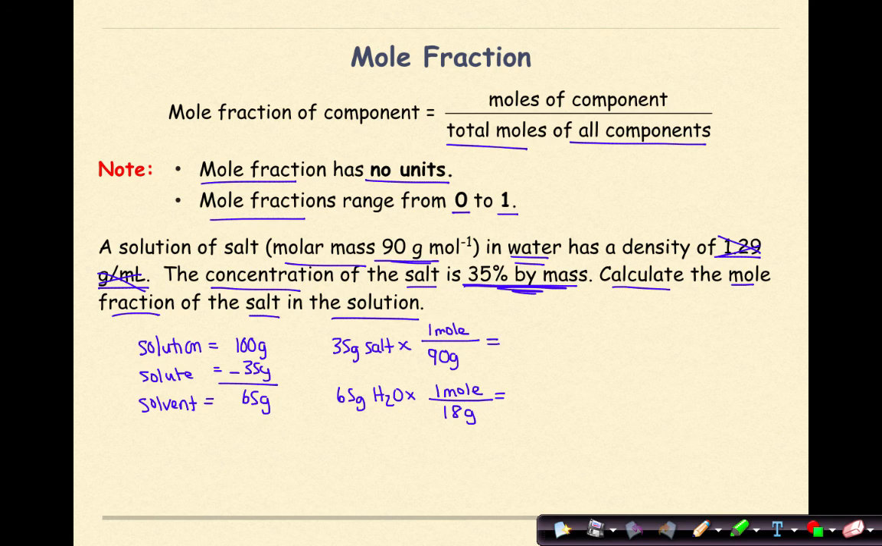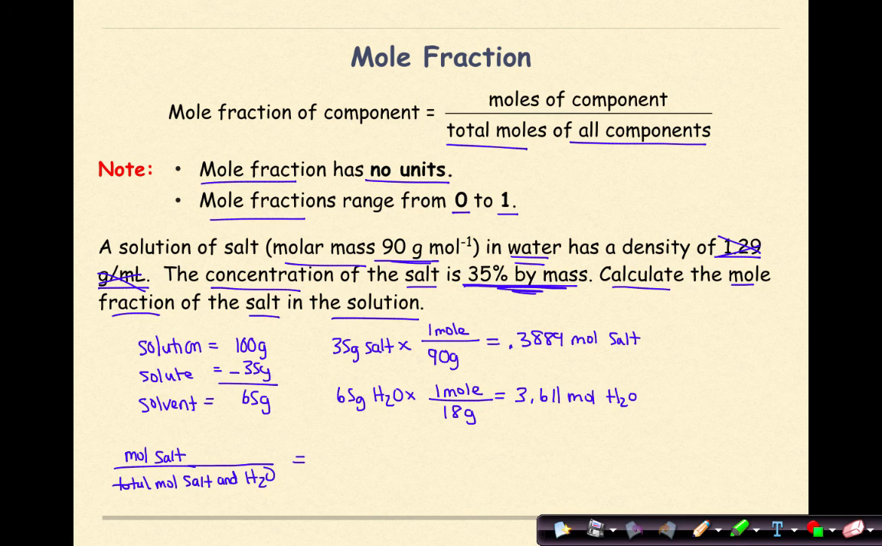So 35 times 1 divided by 90 is going to be 0.3889 moles of salt. And 65 times 1 divided by 18 is going to be 3.611 moles of water. So what I need to do now is take the moles of salt and divide it by the total moles of the salt and the water.